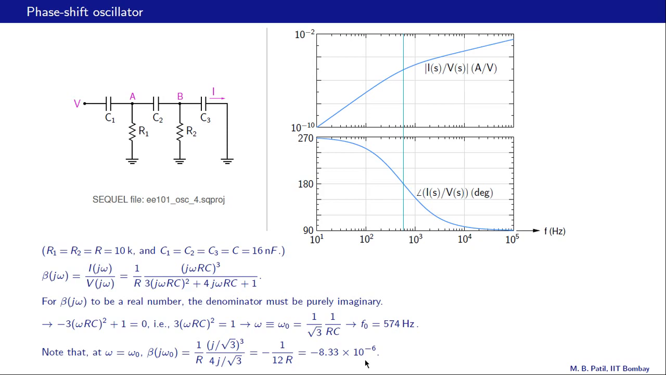And if you recall, we had estimated this quantity as well from the plots here. That is the magnitude of beta at omega equal to omega 0, and we had estimated that to be about 10 raised to minus 5 in the last slide. So this does agree well with that estimate.